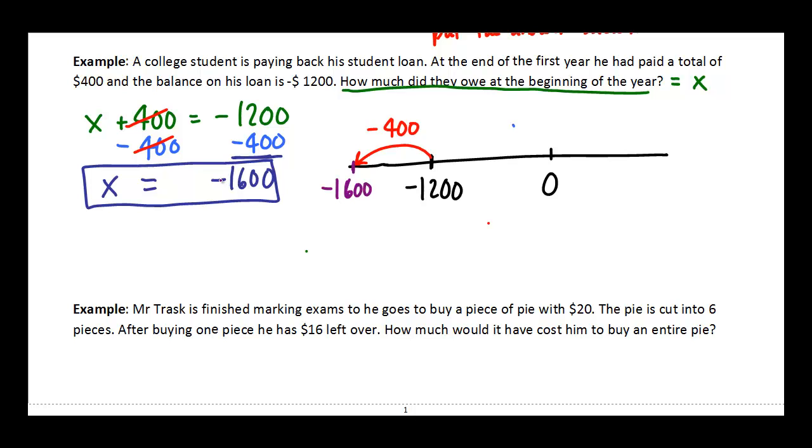Another way to think about this is to just look back at the original question, and it does make sense that at the beginning of the year, the student owed more on their student loan.